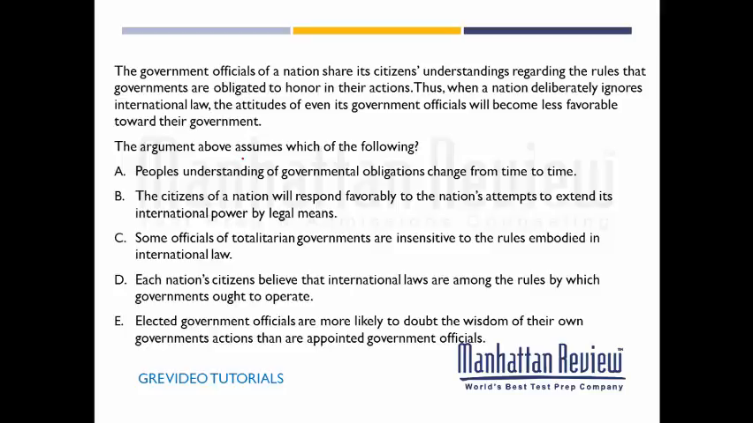Let us read the question. The argument above assumes which of the following? So this question is asking us to identify the assumption of the argument. Now let's read the argument.